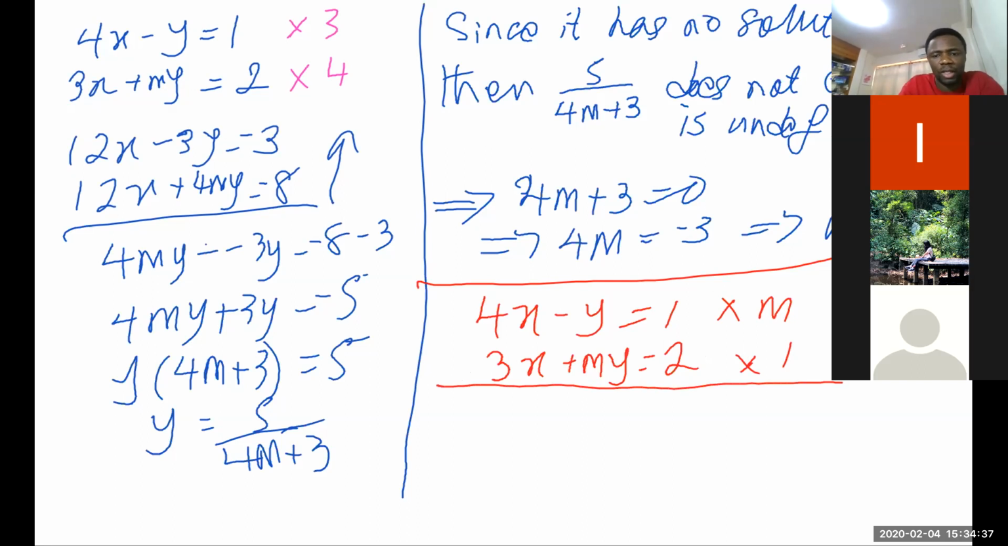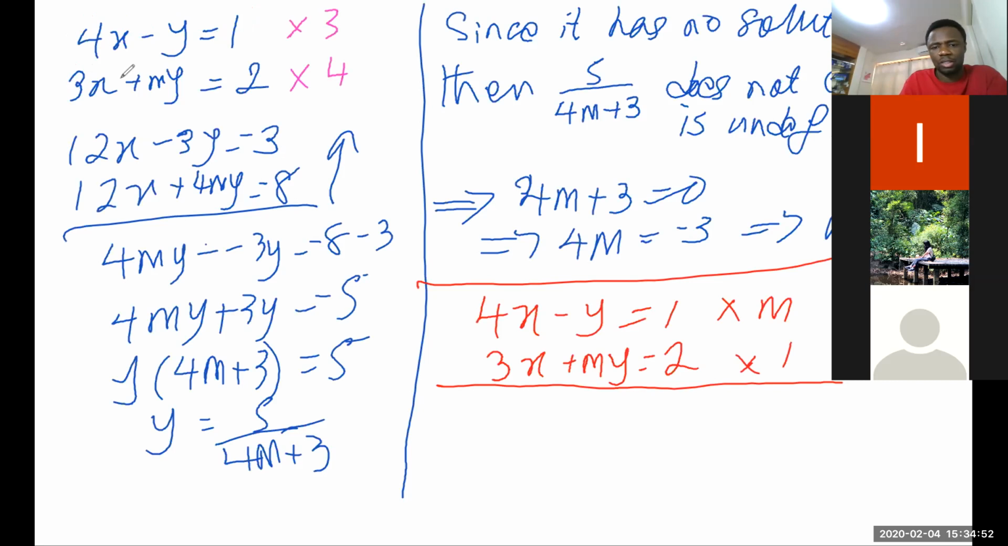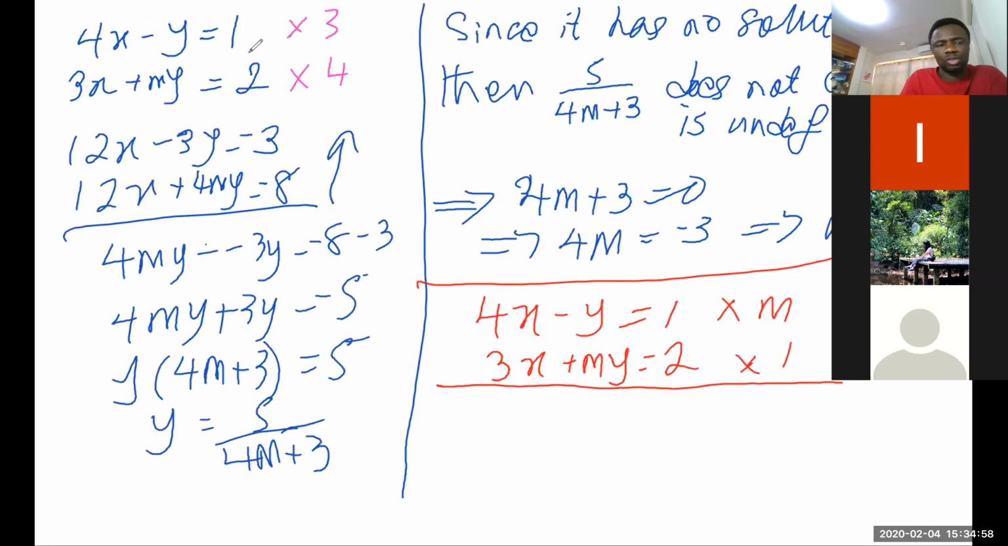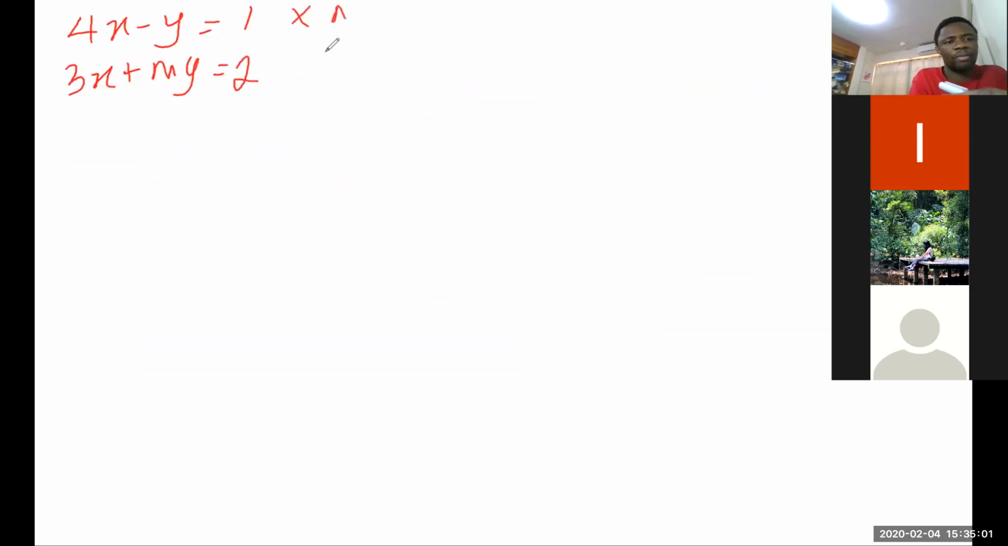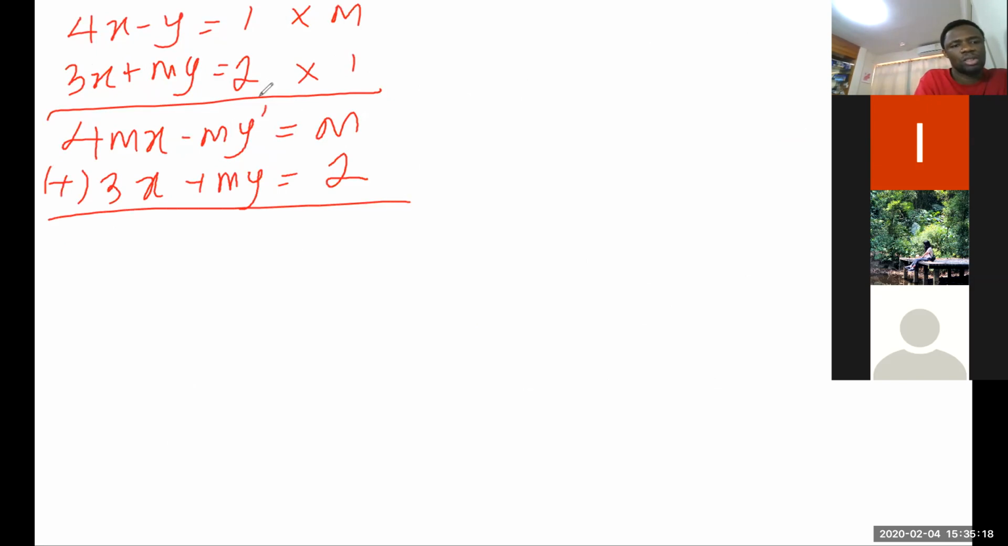So if you multiply this by m, maybe I go to the next one. I'm showing you all this so that when you are solving yours, you know there are tons of ways to go about it. You are not restricted to just one. So multiplying this by m gives 4mx minus my equals m. And this is 3x plus my equals 2. And now you can add.